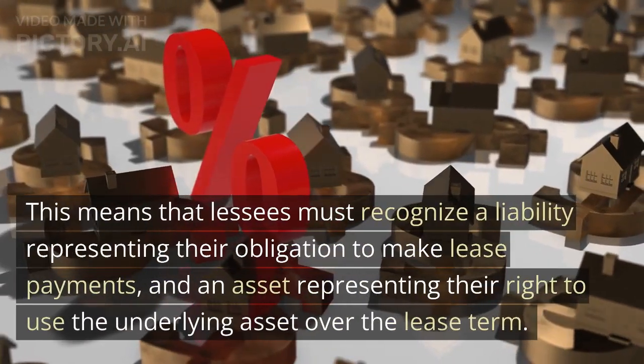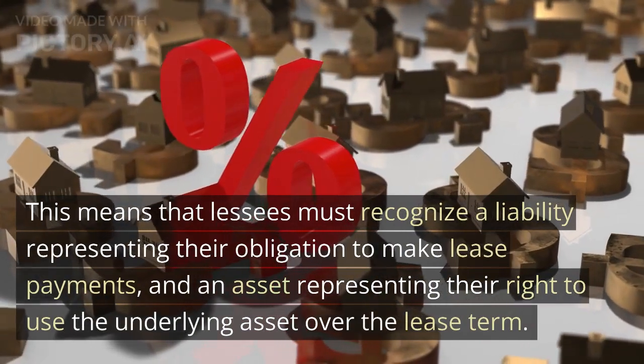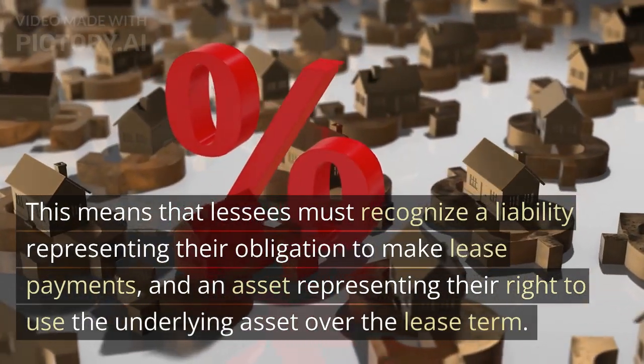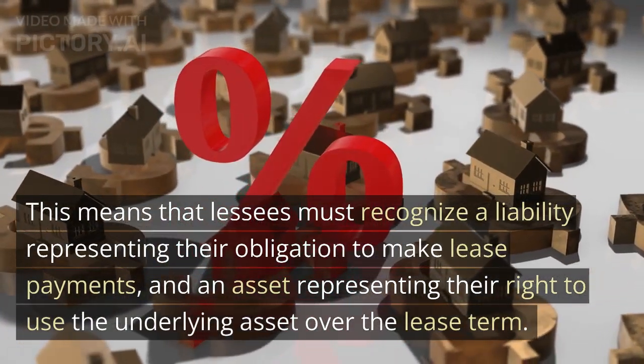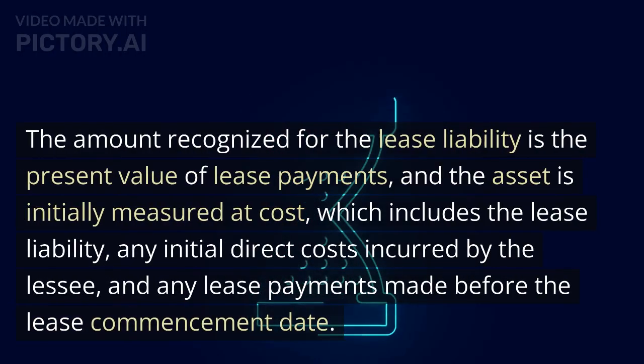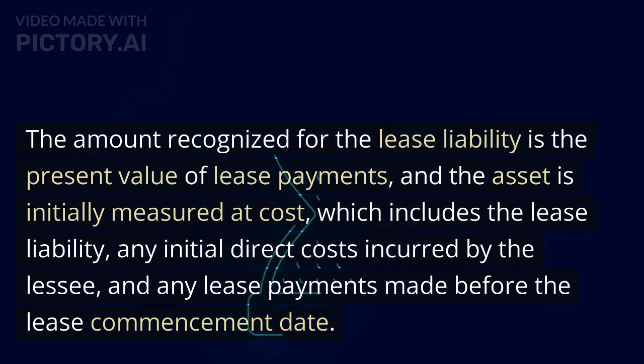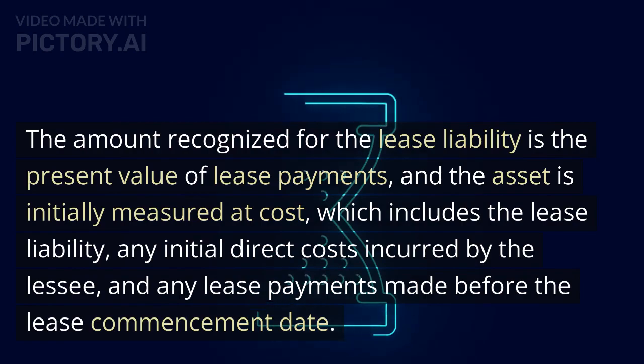This means that lessees must recognize a liability representing their obligation to make lease payments, and an asset representing their right to use the underlying asset over the lease term. The amount recognized for the lease liability is the present value of lease payments, and the asset is initially measured at cost, which includes the lease liability, any initial direct costs incurred by the lessee, and any lease payments made before the lease commencement date.